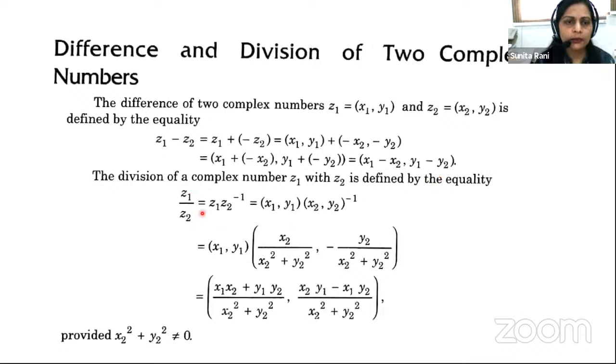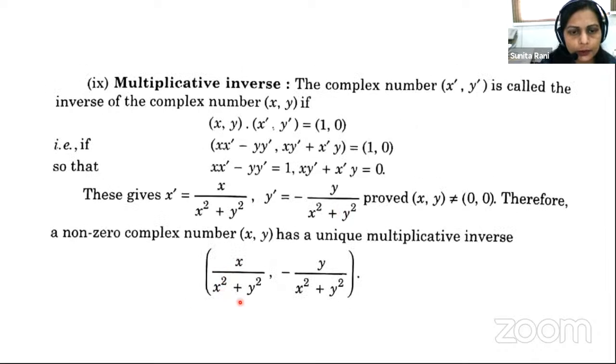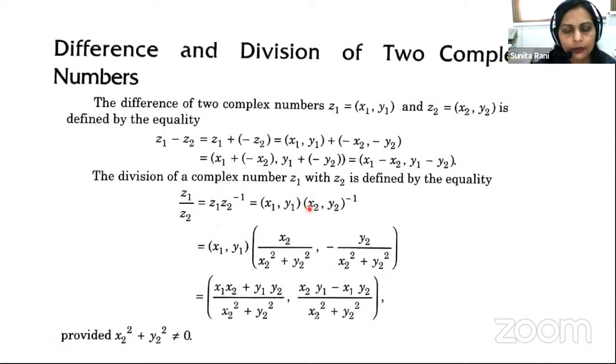Similarly, we can divide the two complex numbers also. Z1 by Z2: this is Z1 times 1 by Z2, and 1 by Z2 we can write as Z2 inverse. This is equal to Z1 which is (x1, y1), times Z2 inverse, where Z2 is (x2, y2). The multiplicative inverse, we know, we found here: x by x square plus y square, minus y by x square plus y square. Here we use x2, y2 in place of x, y. That means x2 by x2 square plus y2 square, minus y2 by x2 square plus y2 square.